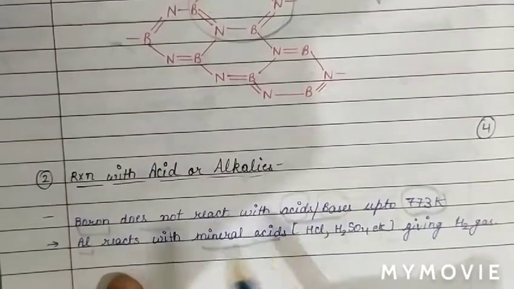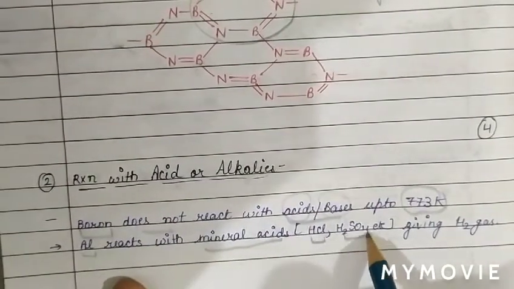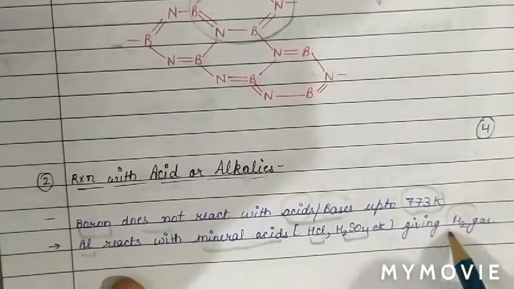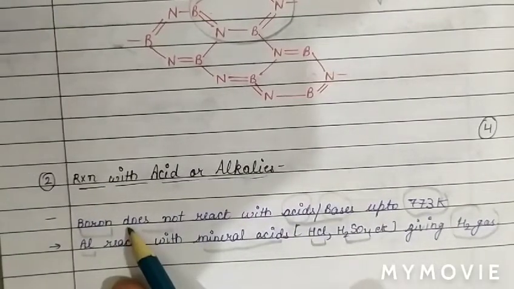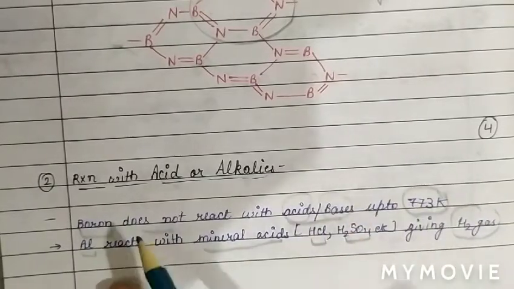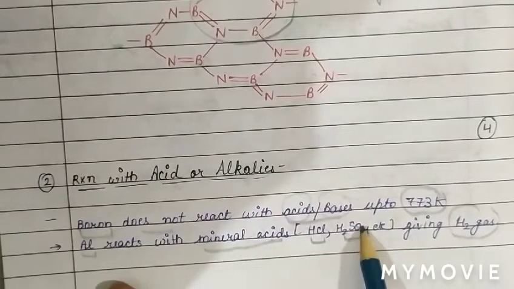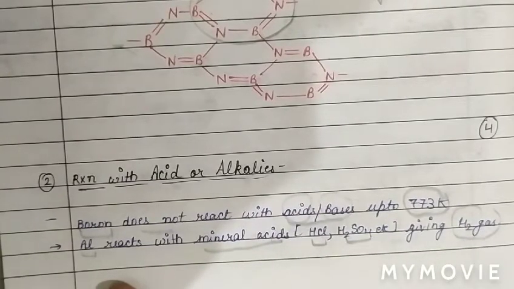reacts with mineral acids, for example HCl and H2SO4, and liberates hydrogen gas. So boron does not react with acid and base up to 773 Kelvin, while aluminium reacts with mineral acids like HCl and H2SO4 and produces hydrogen gas. See the reaction.